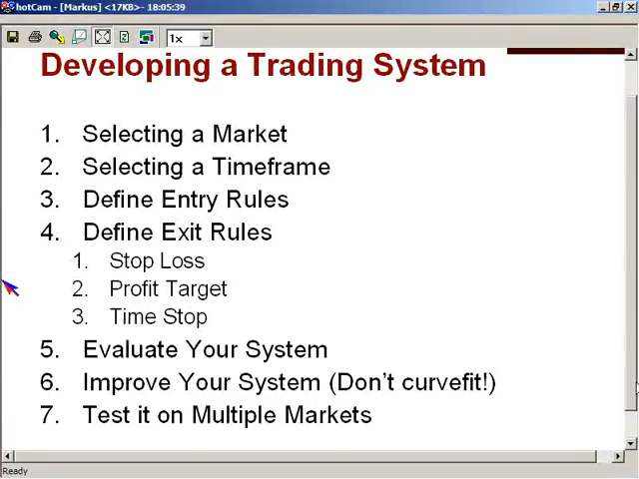We'll spend quite some time on this, because I see so many traders who are developing their strategy, backtesting their system, and over-optimizing the strategy based on historical data. You do not want to do this. So I want to show you today how to improve a system, how to optimize a strategy without curve fitting it. And if we have time towards the end of the session, we will test it on multiple markets.